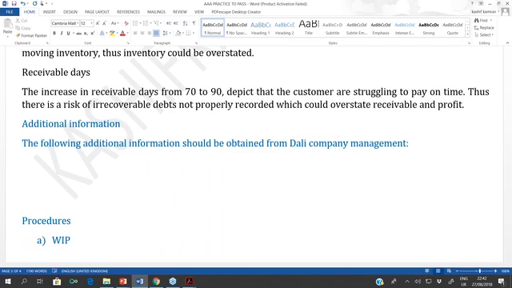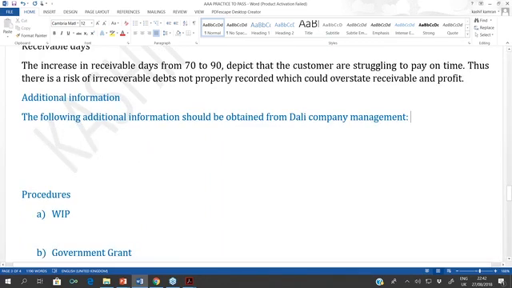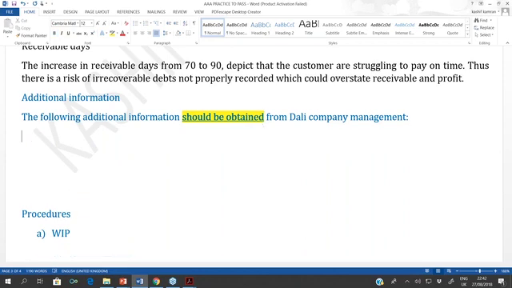See, what's the emphasis? The following additional information should be obtained from the Dali company management, because we need this information from the management. Number one, will I be needing the government grant agreement so that I can verify the terms and conditions associated with the grant? Because the government grant was a very specific risk in the question.